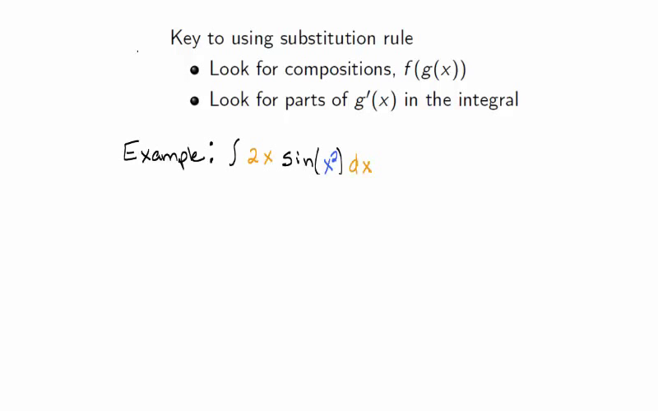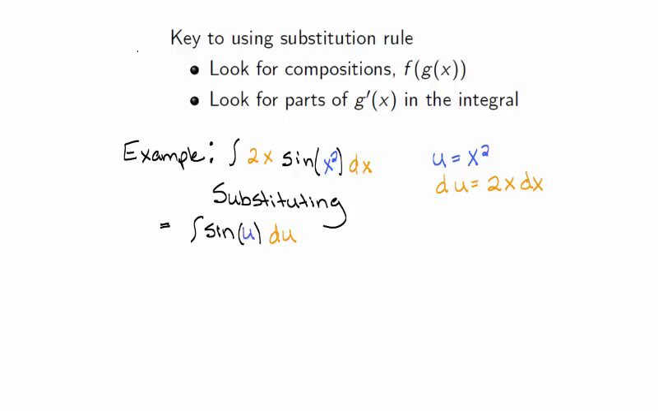For example, we can integrate the function 2x times sine of x squared. Notice that sine of x squared is a composition of the sine function and the function x squared. Moreover, 2x, the derivative of x squared, shows up in the integral. Let u equal x squared, then the differential du is equal to 2x dx.